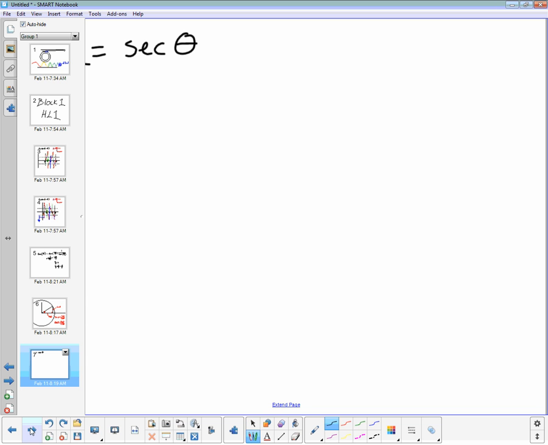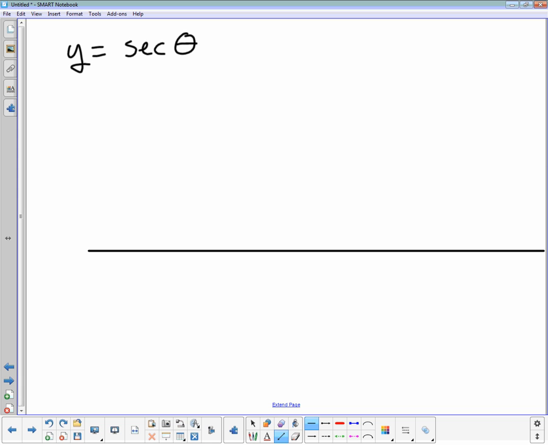So secant of theta. It's the inverse of cosine. You know what? The history of trigonometry is actually really kind of cool.